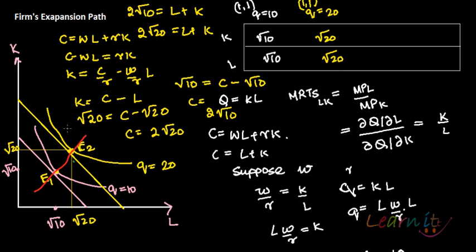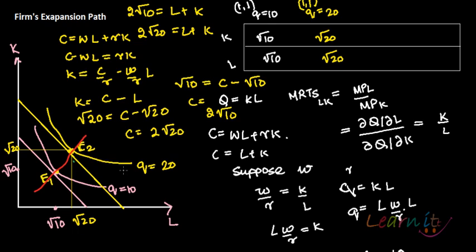Generally, you will assume that this is an upward sloping firm's expansion path, but it is not necessarily so. In case one of the factors is inferior, then after a certain point you would want to consume less of that factor. But we are not going to talk about it right now.